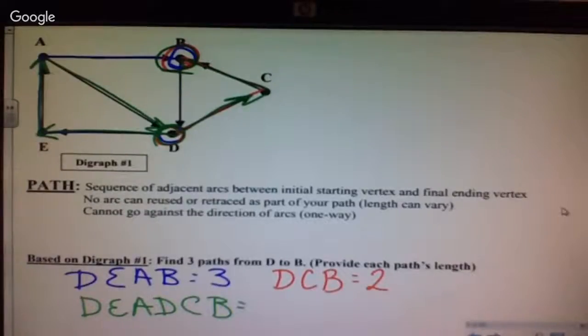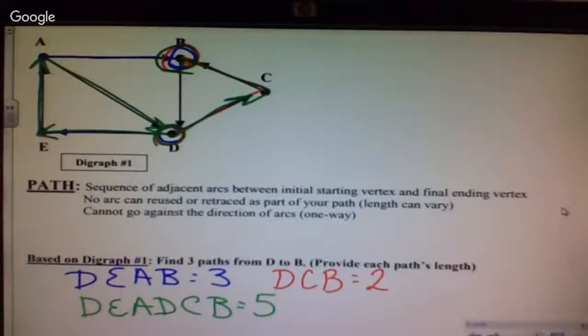So that should be a length of 5. We went 1, 2, 3, 4, 5. And again, I've got 6 letters when I listed that out, which means my path should be a length of 5. Okay, so path, that doesn't change. I still go from one point to a different point.